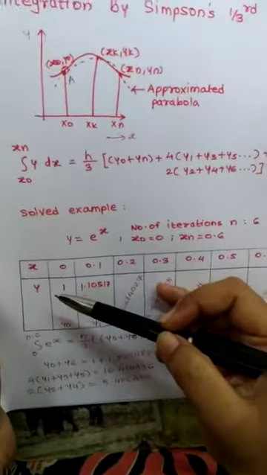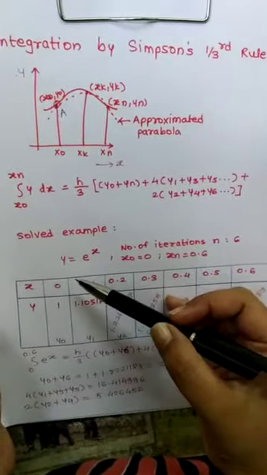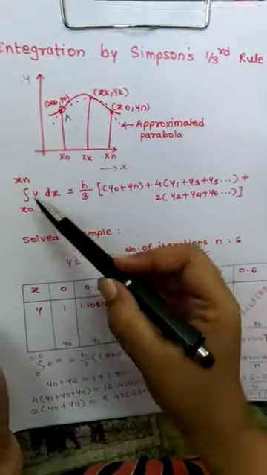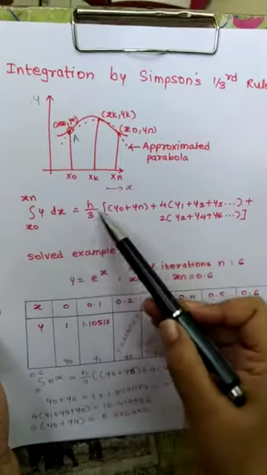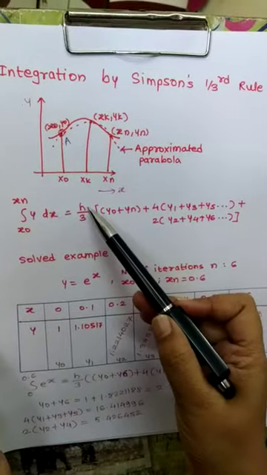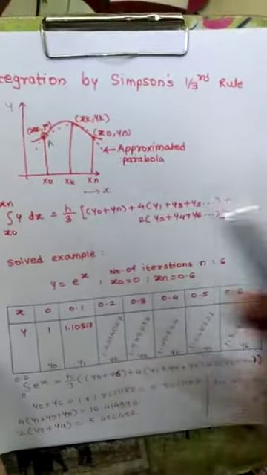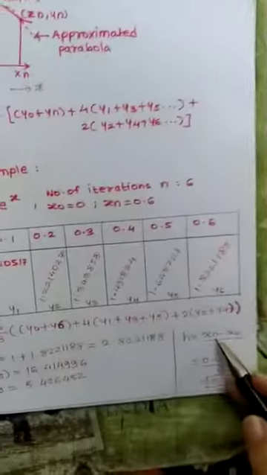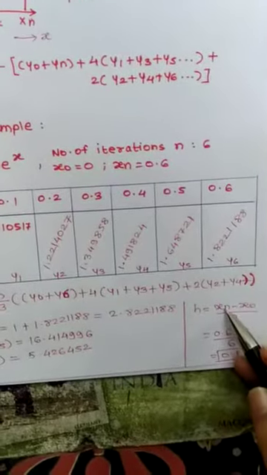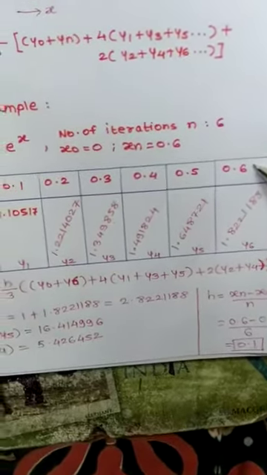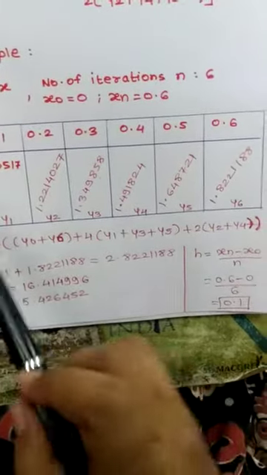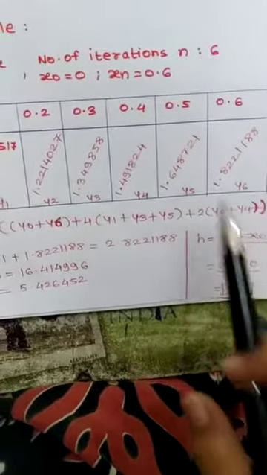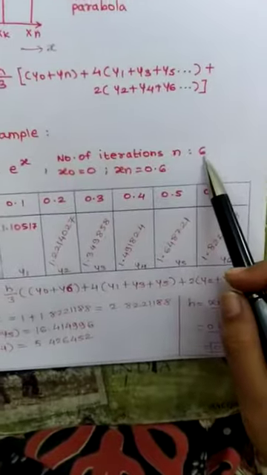Now the equation which we are going to use for solving the integration with the help of Simpson's one-third rule is integration of y dx with lower limit x0 and upper limit xn is h upon 3. Here h is the step size, which we calculate by the formula xn minus x0 upon n, where xn is the last value of x which we are approximating, which is 0.6 in this numerical, x0 is the initial value, which is 0 here, and n is the number of iterations. In the given numerical, the number of iterations is 6.